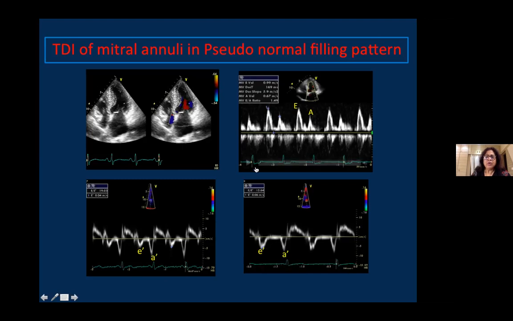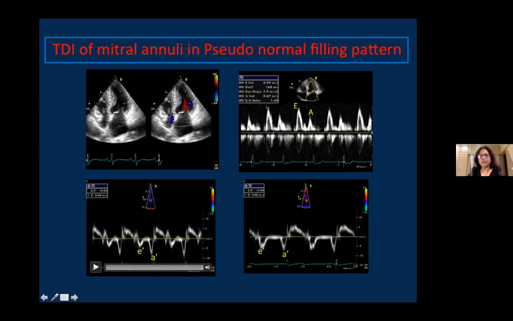So what we see is that though pulse wave Doppler of the mitral forward flow is showing E wave more than A wave, tissue Doppler never lets us down. It is showing the actual picture that E prime is less than the A prime, both in the septal annulus as well as the lateral annulus. So this pattern, we say it's a pseudo-normal filling pattern, where forward flow shows E wave more than A, but tissue Doppler shows E prime less than the A prime.